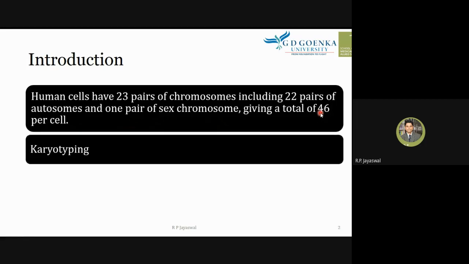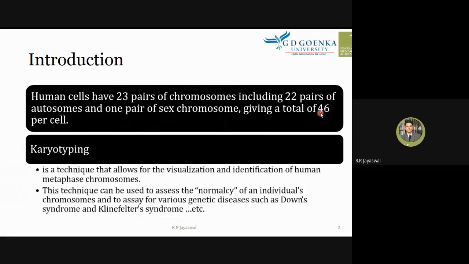Now, karyotyping, what is this? This is a technique that allows for the visualization and identification of human metaphase chromosomes. So human chromosomes during the metaphase stage of the cell: karyotyping allows us to visualize and identify the human chromosomes, right? And this technique can be used to assess the normalcy of individual chromosomes, meaning whether an individual chromosome is normal or abnormal can be determined by this technique.